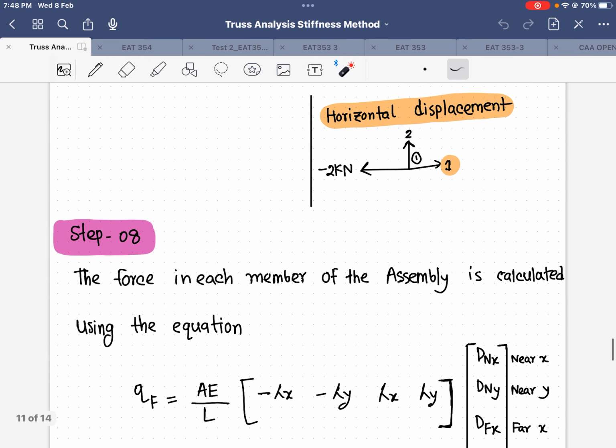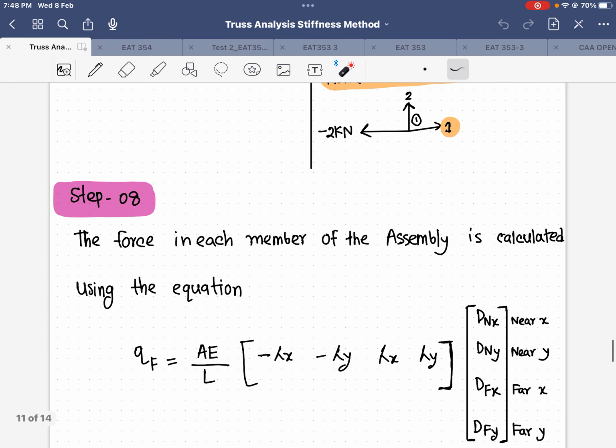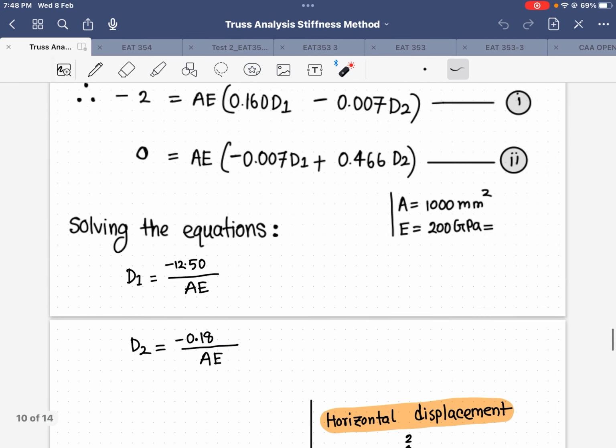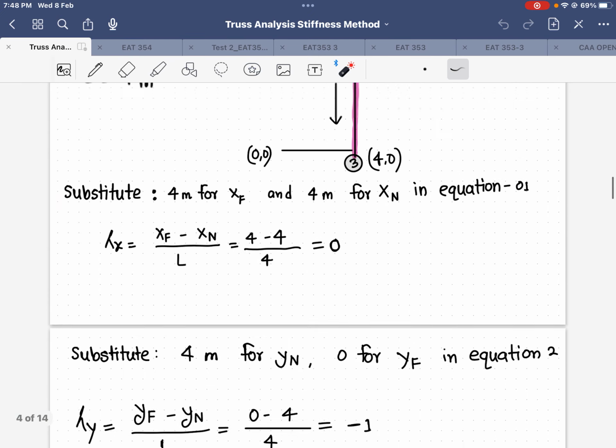Once we get D1 and D2, we have to calculate the force for every member. There is a formula for getting the value of force. You can see Q_F equals, I mean this is the force, called the internal force, equals AE over L times lambda x, negative lambda x, negative lambda y, lambda x, and lambda y. So this is the formula. In this formula, in this question you can see.